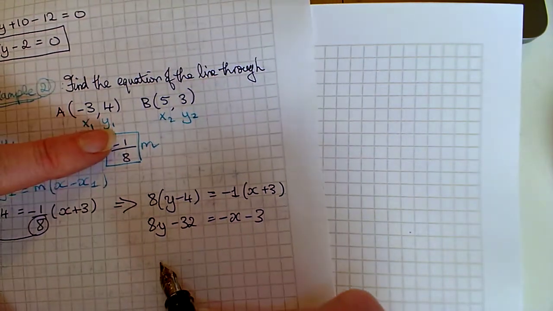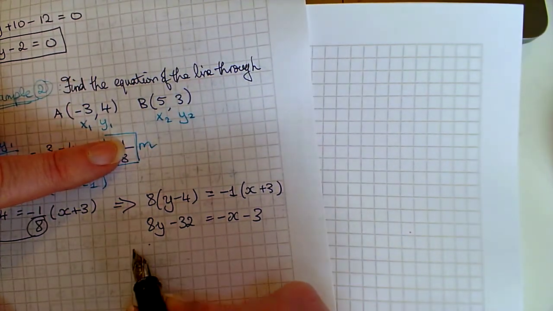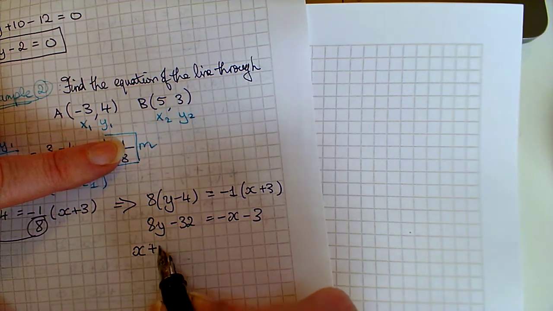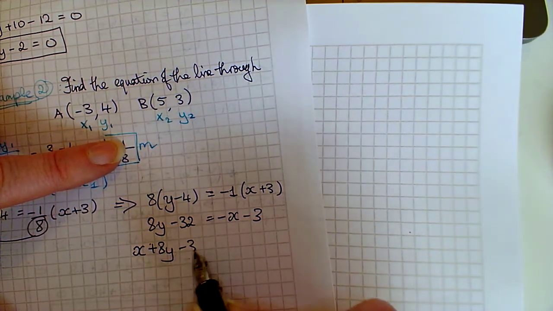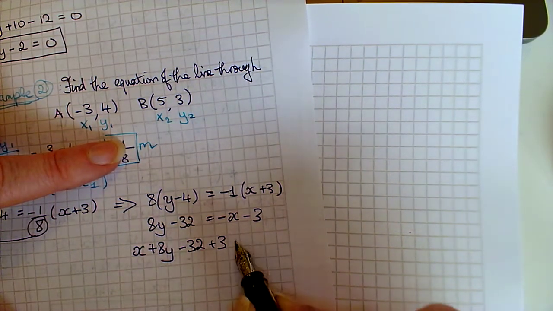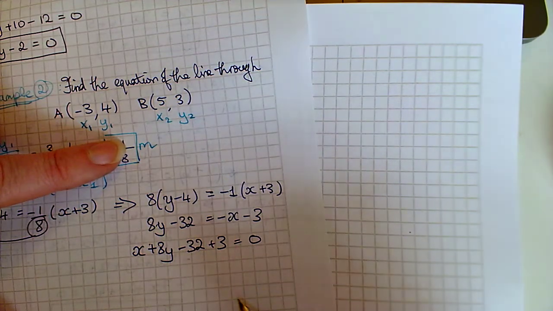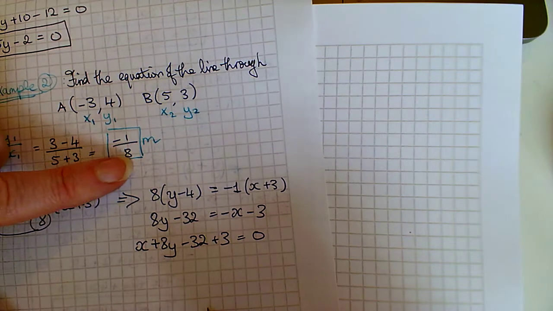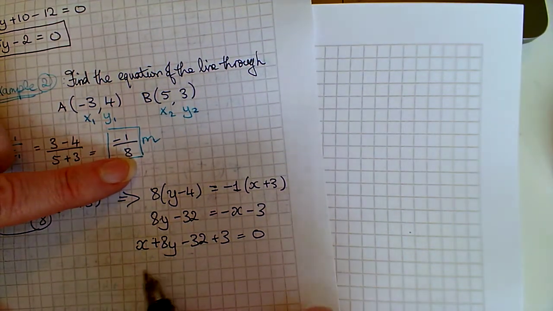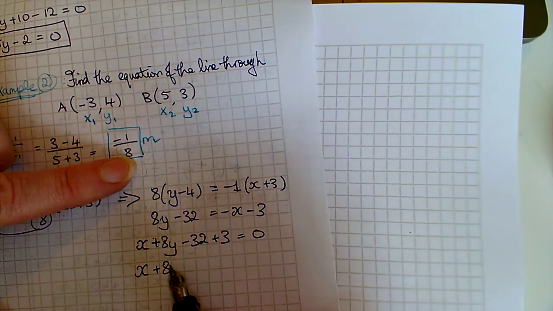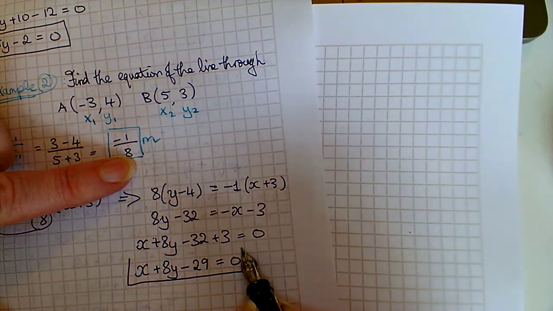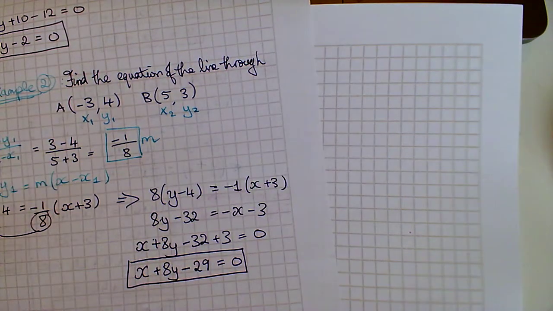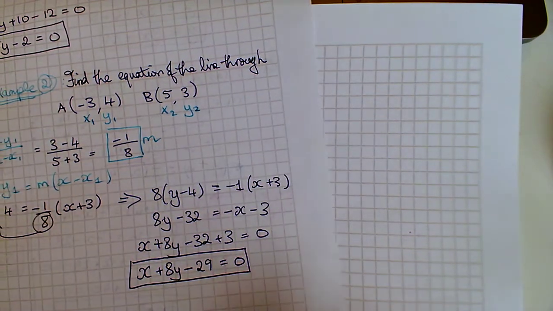Everything to one side. Plus x plus 8y minus 32 plus 3 equal to 0. So we change the signs when we move sides. And I'm going to go over that a little bit when we start looking at algebra tomorrow. And that gives me x plus 8y minus 29 equal to 0. And that's my final answer. There was no need to change the signs.